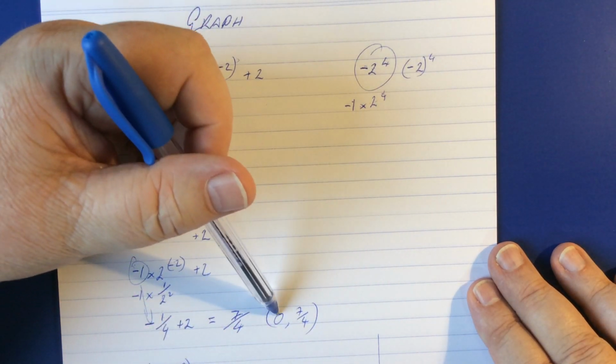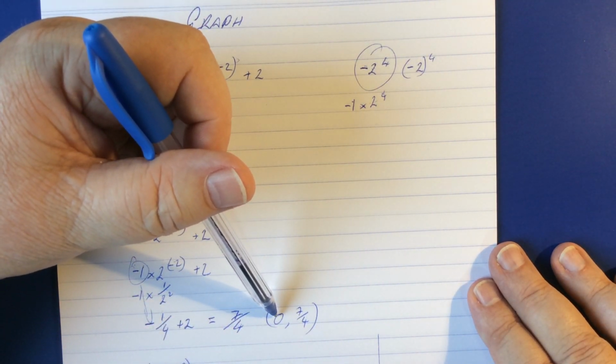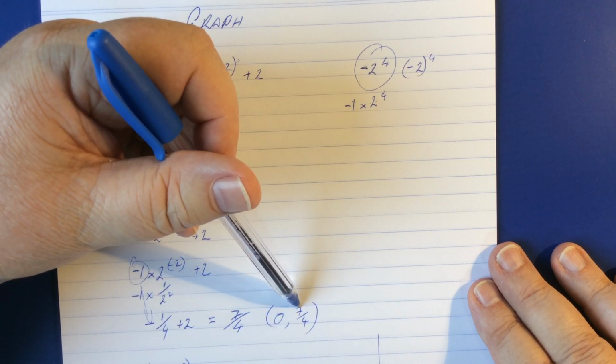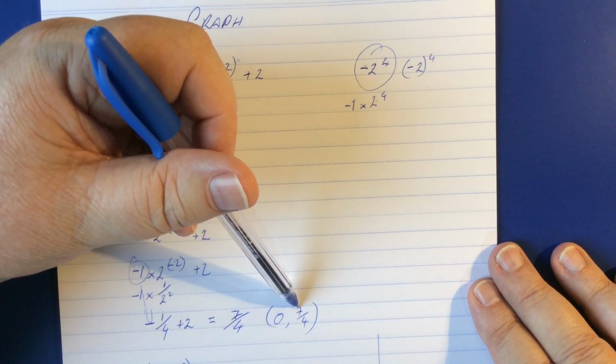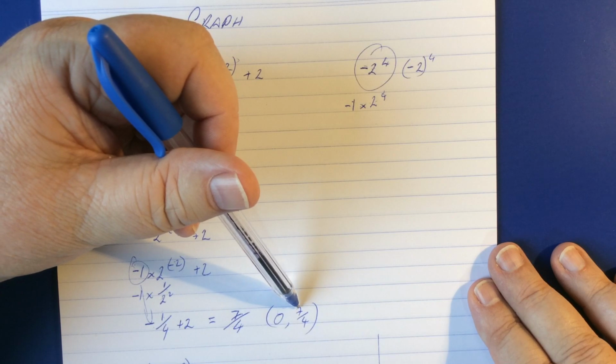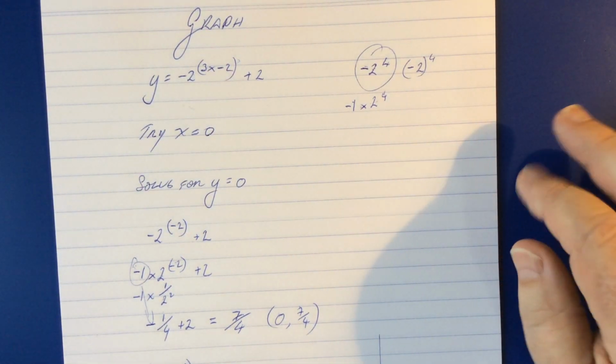So we get a pair of coordinates where x is equal to 0 and y is equal to 7 over 4. That gives us the y-intercept of this function. Right, so we've got that.